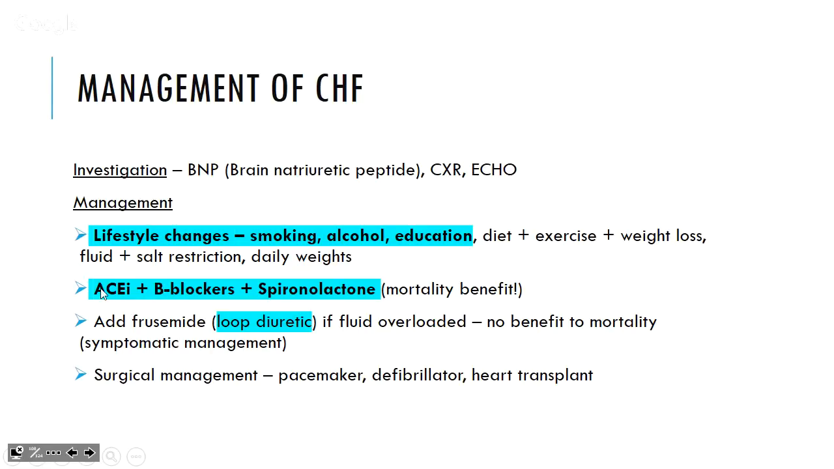How do you treat it? Just remember these 3 drugs are for mortality benefit. Loop diuretic, even though it helps with the fluid overload, actually has no benefit to mortality. So if they ask you a question like which drug has no benefit for mortality, it's always furosemide. It's just for symptomatic management. ACE inhibitor, beta blocker, and spironolactone all have mortality benefits.